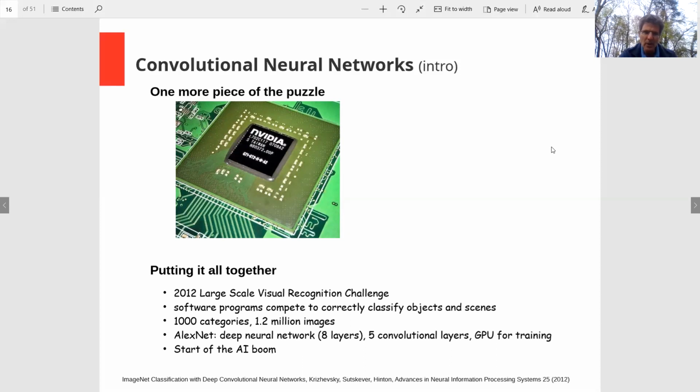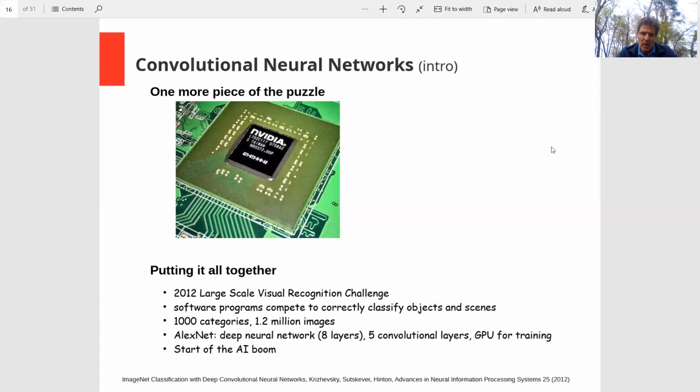So putting it all together, in 2012, there was a big boom in deep learning. There's an image challenge done each year called the Large Scale Visual Recognition Challenge. What they do at that challenge is give researchers a bunch of images and see how well their software does at identifying what kind of image it is. In other words, there could be horses and cars and dogs and cats and whatnot. So 1,000 different categories of images. Then everybody sees, on these million images, how well their software does at classifying each one.